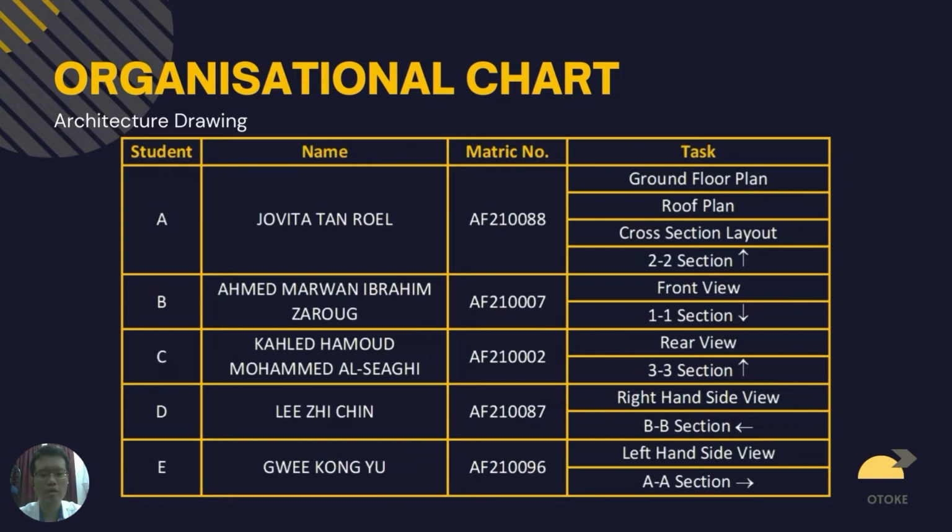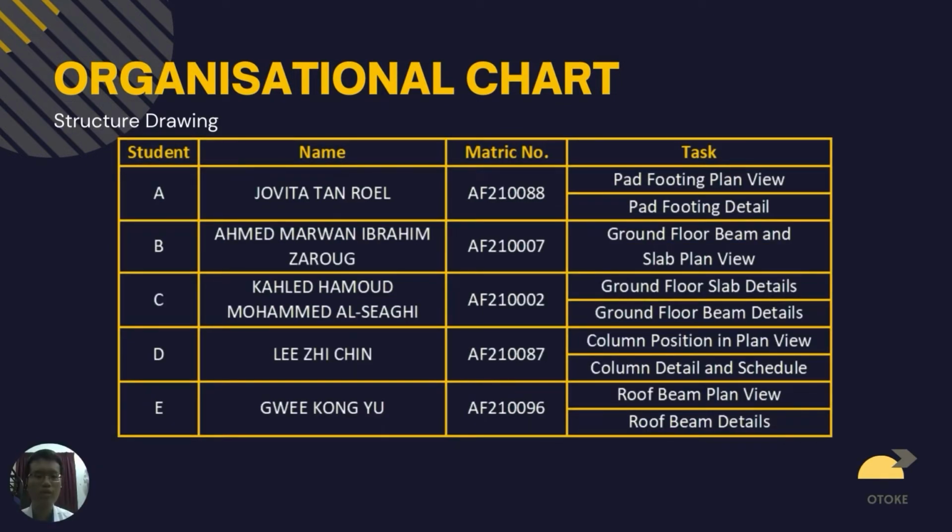The last student is E, who is Kongyu, with matric number AF210096, and the task for him is left hand side view and the AA section right side direction. For structural drawing, student A does the pad footing plan view and pad footing detail. Student B does the ground floor beam and slab plan view, and C does the ground floor slab details and ground floor beam details.